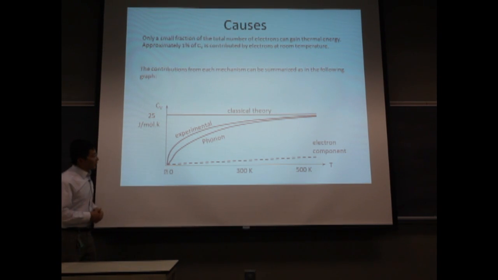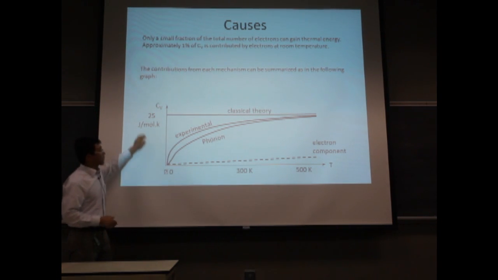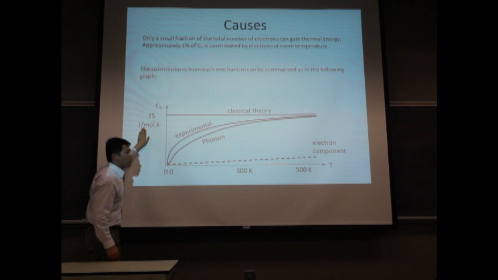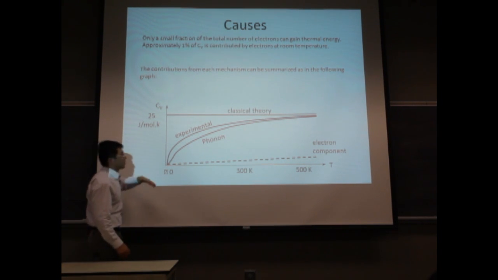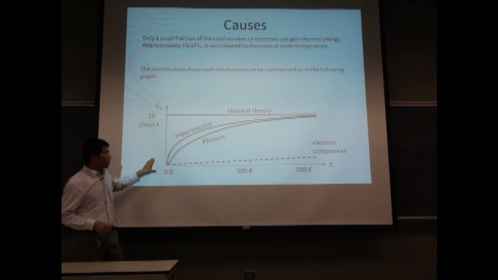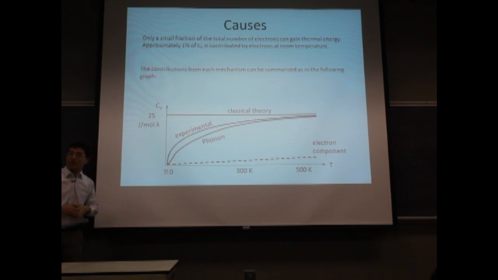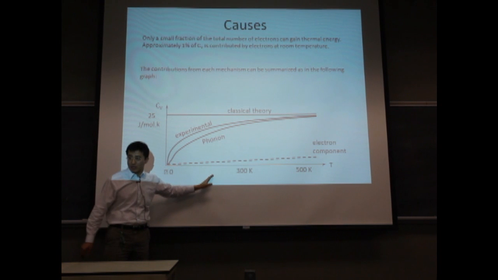In classical theory, the specific heat capacity is independent of temperature as shown here. So 25. Okay, remember that number. This is the Dulong-Petit law. Basically, it gives you a number of 25 across the whole temperature range. While Einstein later discovered that the experimental heat capacity is different from the classical theory, particularly at low temperature.